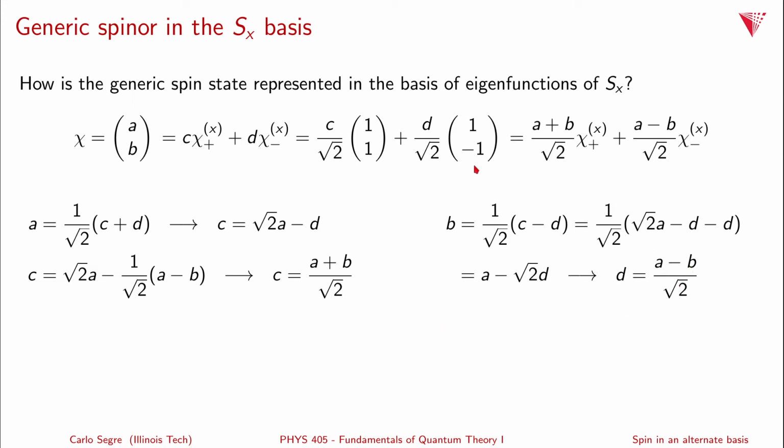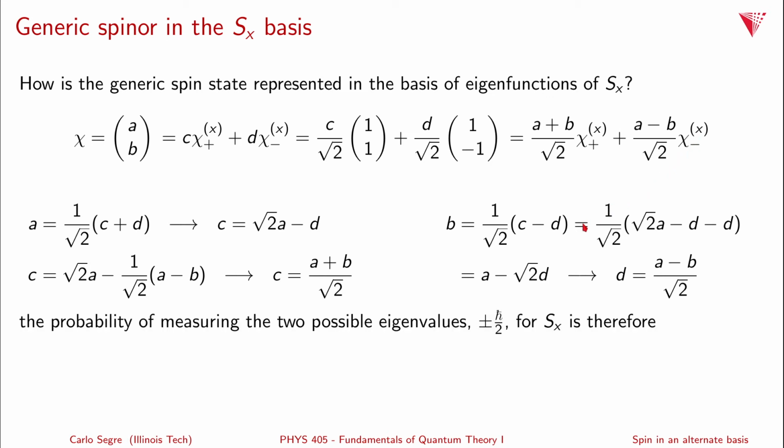And I can write my generic spinor, which in terms of the S sub z basis set is equal to (a, b). In terms of the eigenfunctions of S sub x, it can be written as a plus b over square root of 2 times chi plus x, plus a minus b over the square root of 2 times chi minus x.